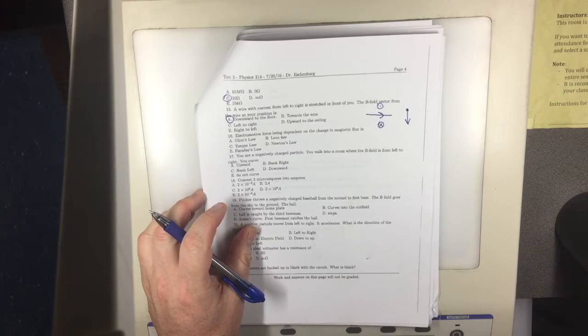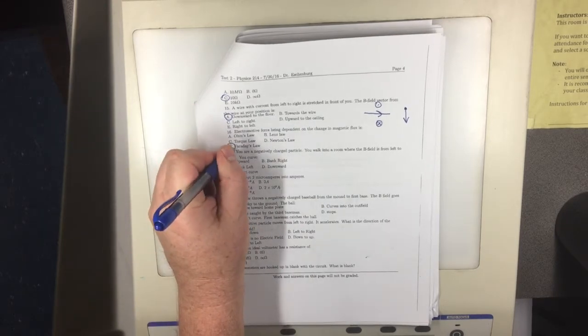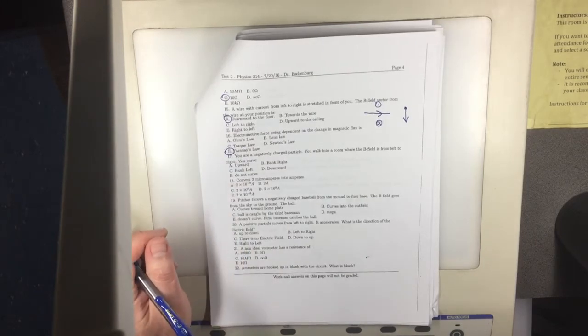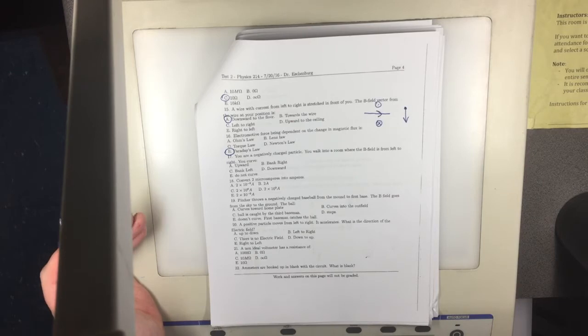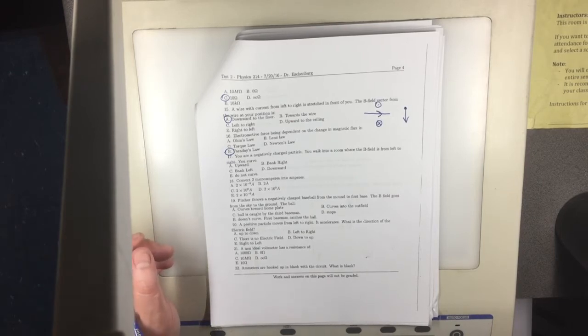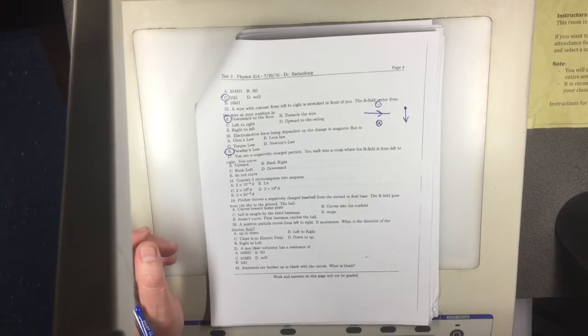Electromotive force being dependent upon the change in magnetic flux is what? It's Faraday's law. So when you're talking about electromotive force and change in flux, we're dealing with Faraday's law. If you're talking about the induced flux being opposite of the change in flux, that's Lenz's law.